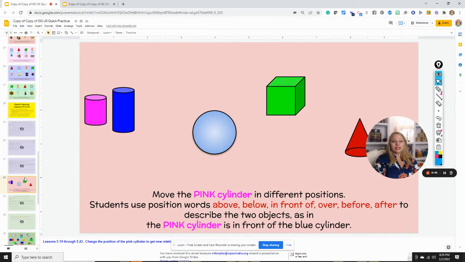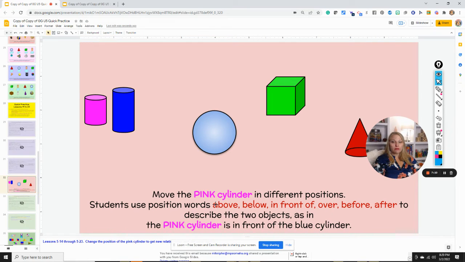Okay, so move the pink cylinder in different positions. Students use position words above, below, in front of, over, before, and after. Boys and girls, where's the cylinder? Class, it's beside, it's next to, it's before the blue cylinder, right? So there's lots of different words we can use here.